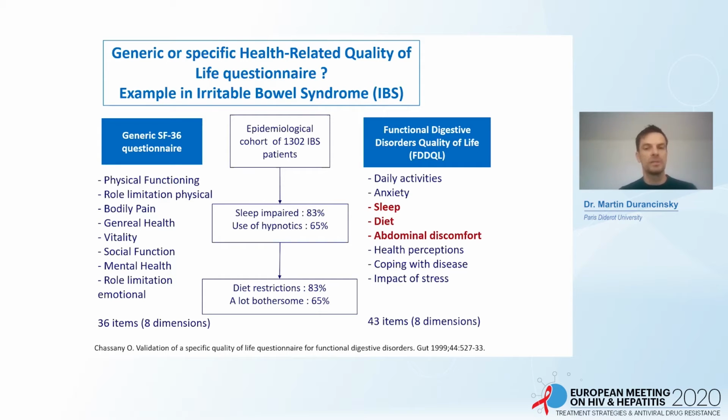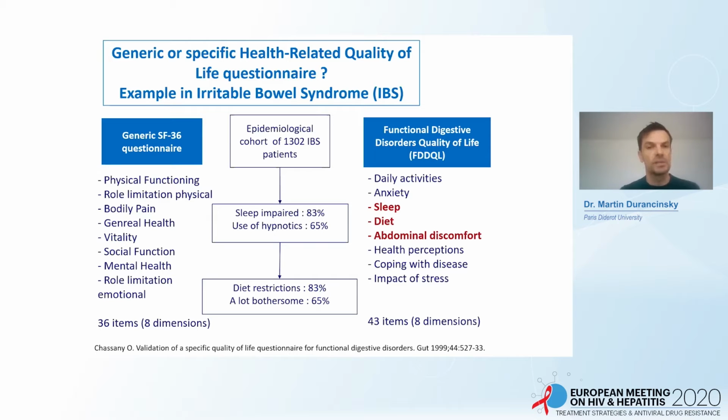Irritable bowel syndrome is not only abdominal pain, but also sleep impairment, use of hypnotics, and diet restrictions. So if we use SF36, we will not have dimensions or items that are able to capture these differences. However, if we look at this IBS-specific questionnaire, we can see there are questions about sleep, diet, and abdominal discomfort. So logically, you will choose the specific questionnaire.